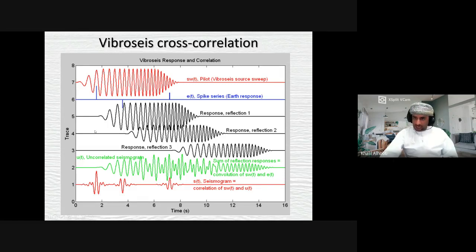But I add them together because I'm recording all the time and I cannot separate them. I do not know when the other reflection happens. This is still arriving, this one comes. What they do is a process called correlation. Correlation between the sweep itself and this recorded trace, this recorded data.